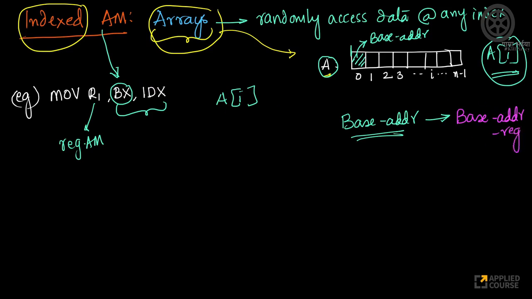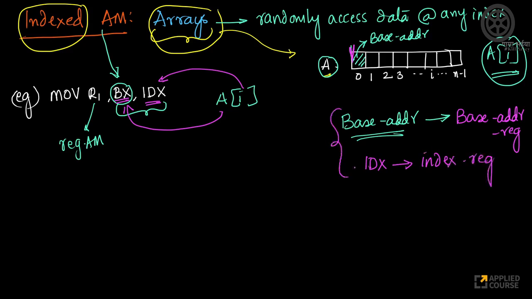Similarly, there is an index. So I give a base address and I give an index, very simply put. Suppose I say A[I]: this base address is the address of A[0], and your index here is nothing but I. Now, in some microprocessors, your index itself is stored in a register called the index register.